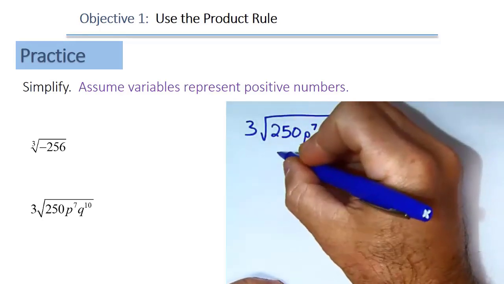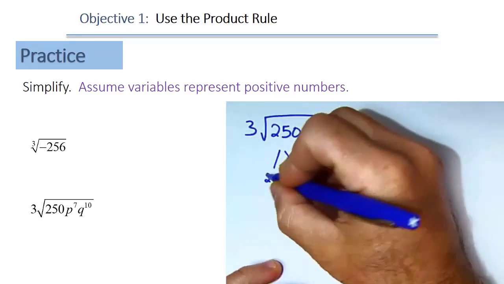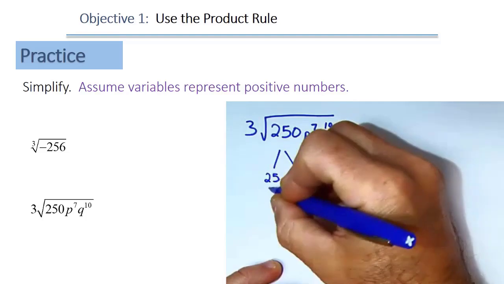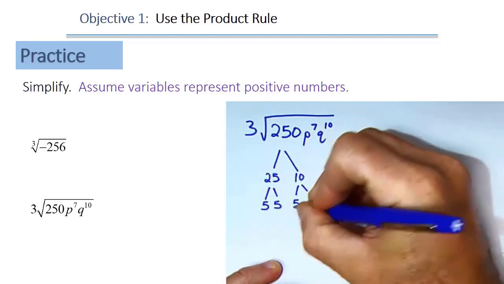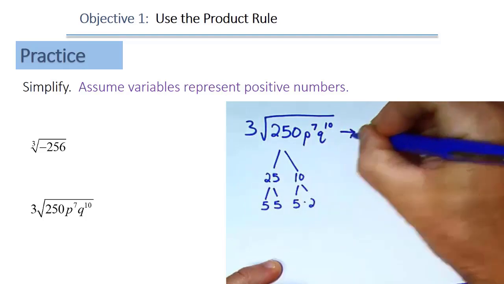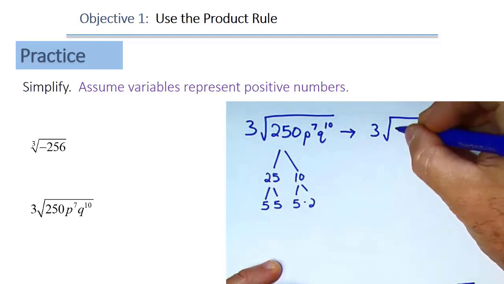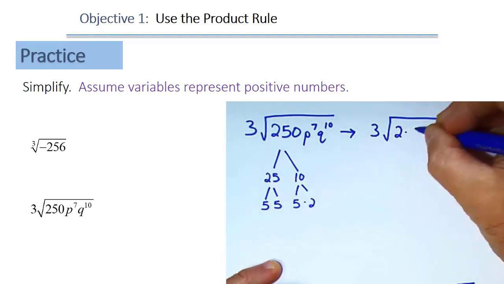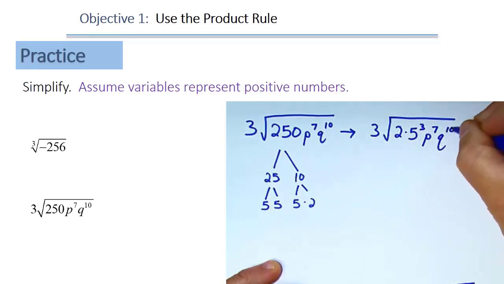Okay, well, 3 times the square root of 250 p to the 7th q to the 10th. 250, that's definitely 25 times 10. 25 is 5 times 5, and 10 is 5 times 2. So we can rewrite that right off the bat then as 3 times the square root of 2 times 5 to the 3rd, p to the 7th, q to the 10th.